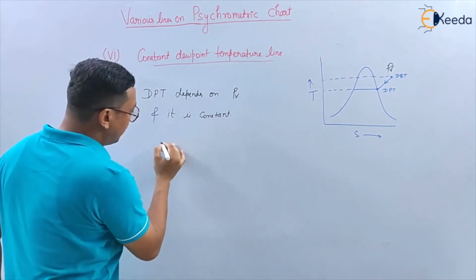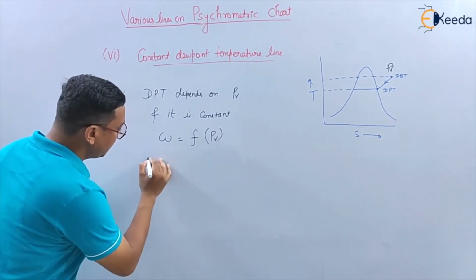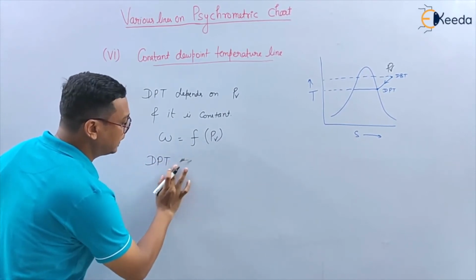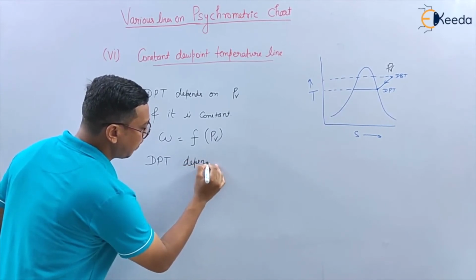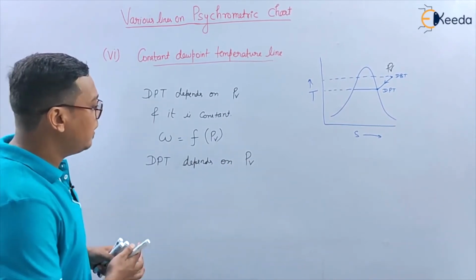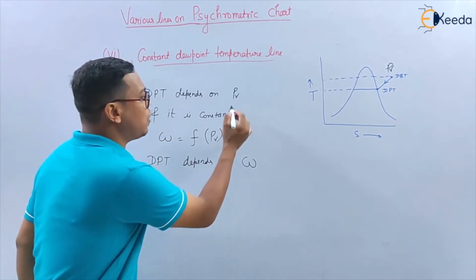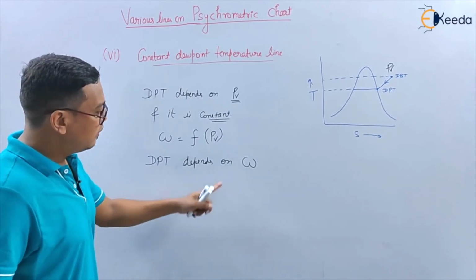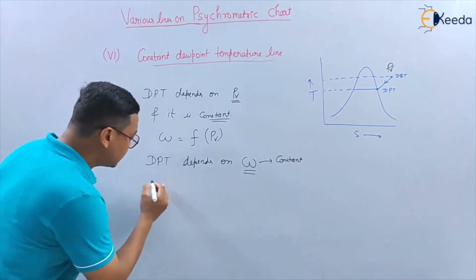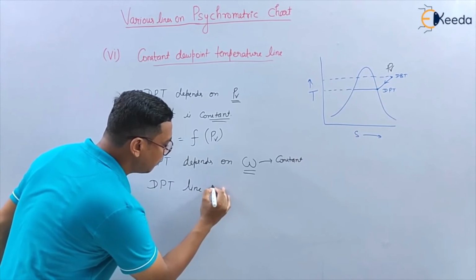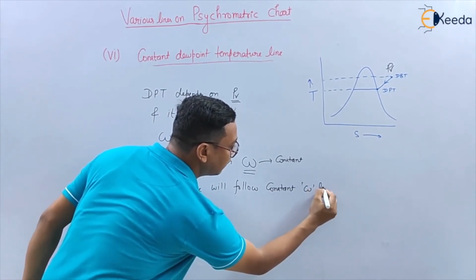Now, we know that omega is a function of partial pressure of vapor. So dew point temperature depends on PV, or in turn depends on omega. Now PV is constant. If PV is constant, then omega will also be constant. That means the dew point temperature line will follow the constant omega line. Constant omega, first point you have to remember.